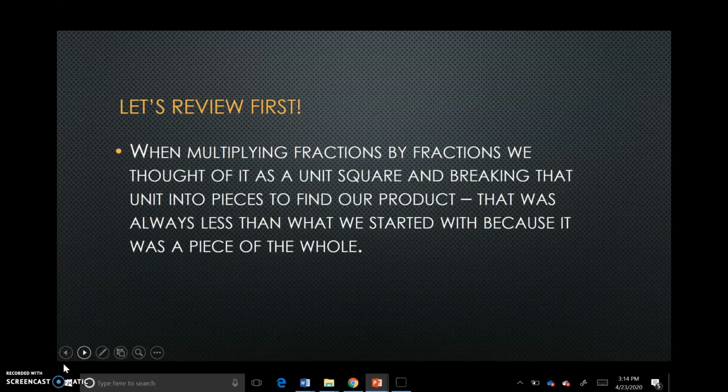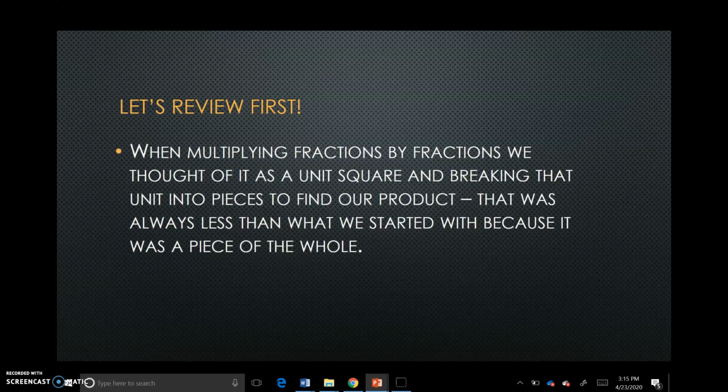So when we are multiplying fractions by another fraction, we're thinking of taking a unit square and breaking that unit into pieces to find our product. So it was always less than what we started with because we were taking a piece of one whole. So when we had 1/2 and we were finding what 1/3 of 1/2 is, our answer was naturally going to be less than 1/2 because we were taking 1/3 of a half. So things to just keep in mind: making sure that your answer is logical.